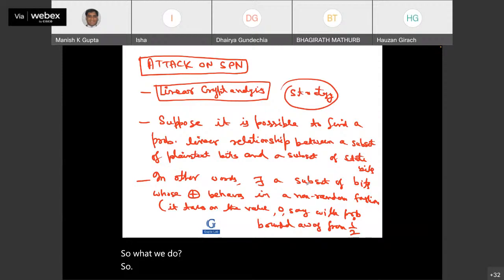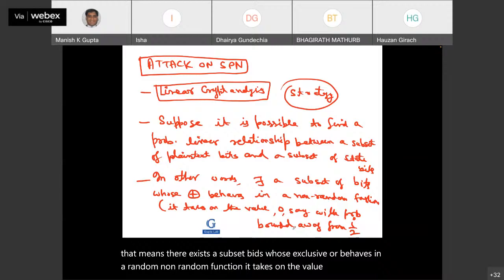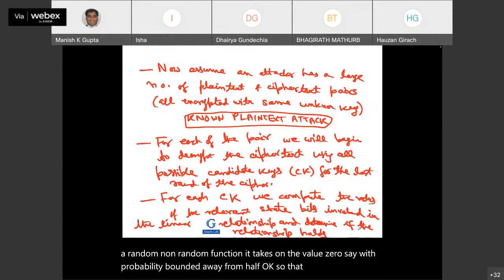What is the strategy for linear cryptanalysis? Suppose it is possible to find a probabilistic linear relationship between a subset of plaintext bits and a subset of state bits. That means there exists a subset of bits whose exclusive OR behaves in a random fashion. It takes on the value 0, say, with probability bounded away from half. Okay, so that is a condition.